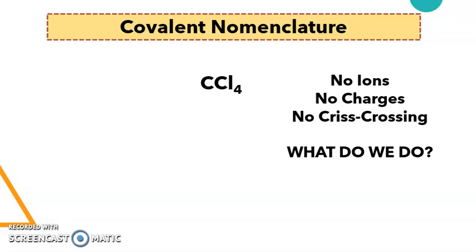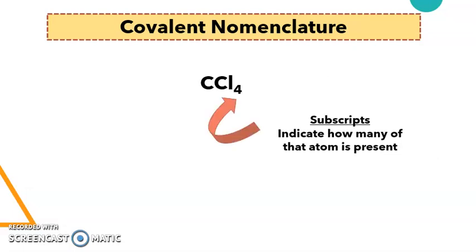Well, you might notice that the only real big distinguishing feature of this particular compound is not only the two elements that are in it, but also the subscripts that come along with that information. And just one more time, the subscript tells you how many of that atom is present on the inside of that compound. That's going to be pretty important. So we're going to represent these subscripts by using prefixes. And again, this is only for covalent compounds.